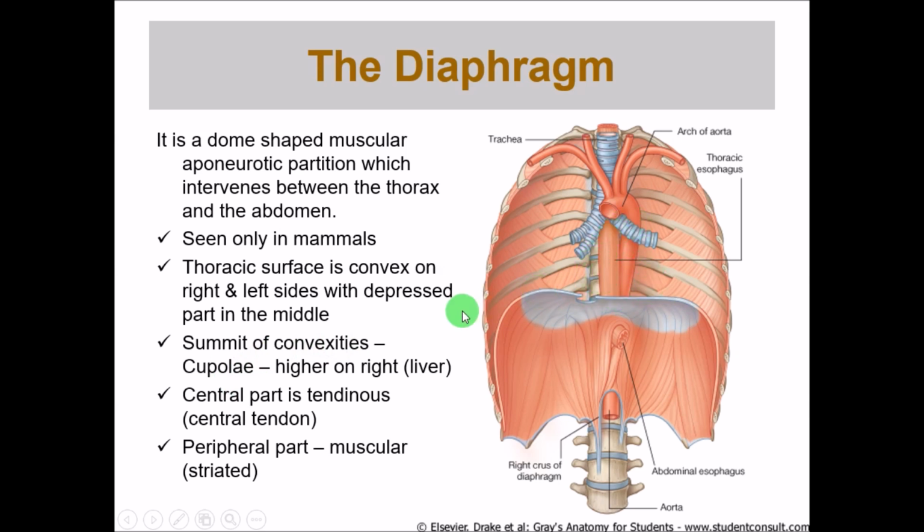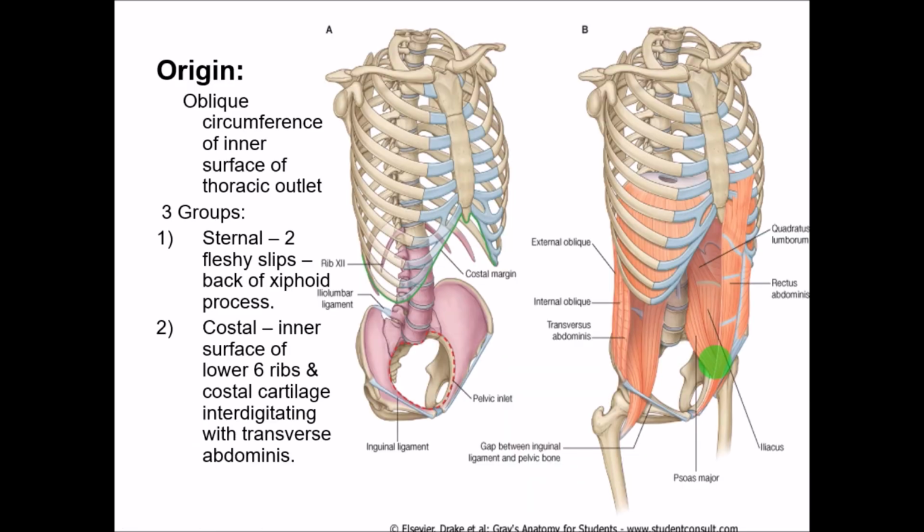The central part is tendinous, as I said. The peripheral part is muscular, and the central part is called the central tendon. The peripheral part is skeletal muscle, so it is striated.